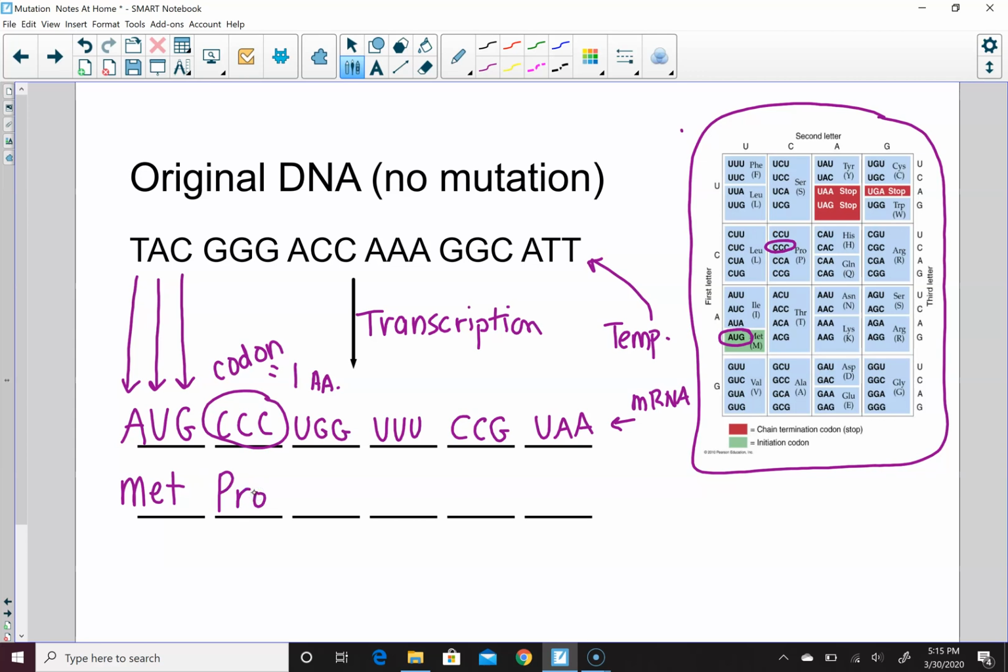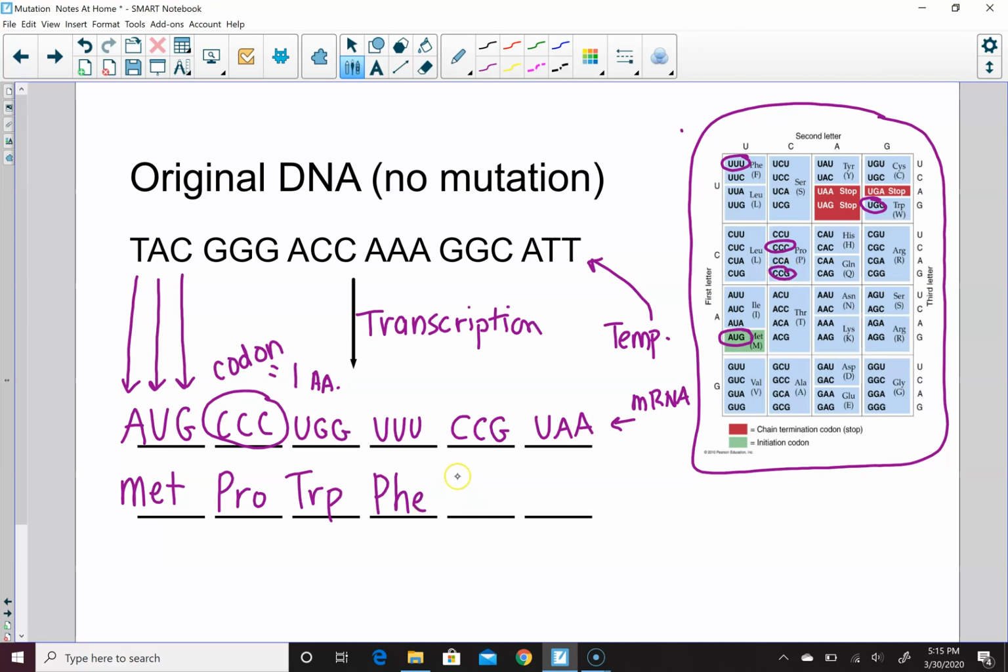And we're going to go find a U and 2 G's. And a U and 2 G's is going to be over here. That's going to be TRP. 3 U's in a row is going to be up here. Phenylalanine, PHE. CCG, once again, CCG is going to be over here.